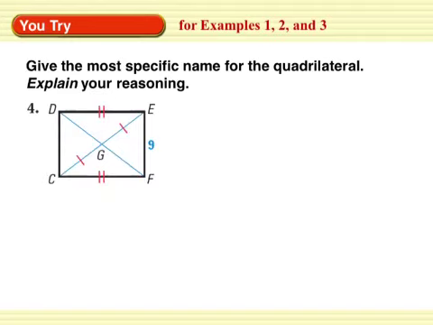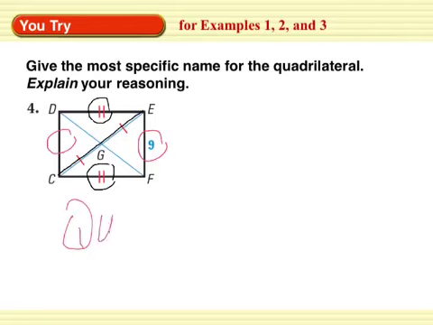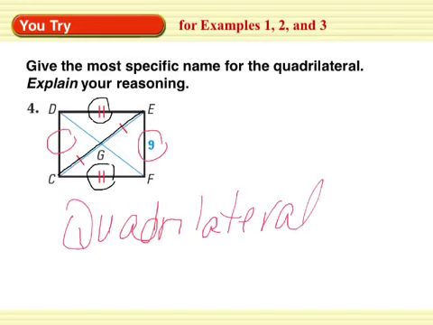All right. So I know these are congruent, and I know this diagonal is bisected, but we don't know about this diagonal. I know that this piece is 9, but I don't know about this one. So I know nothing about this one, so we're just going to label it a quadrilateral. There's not enough information to narrow that down at all.